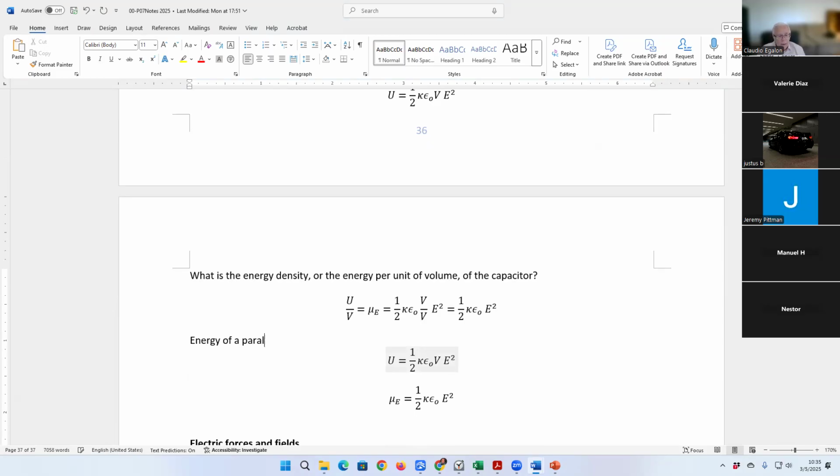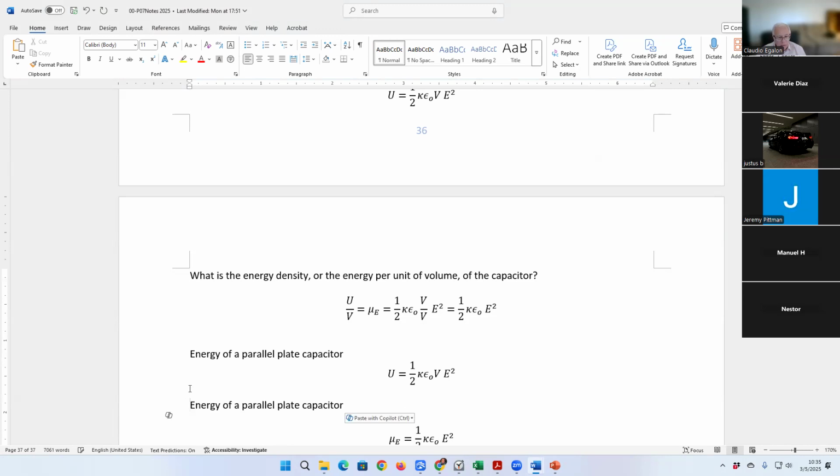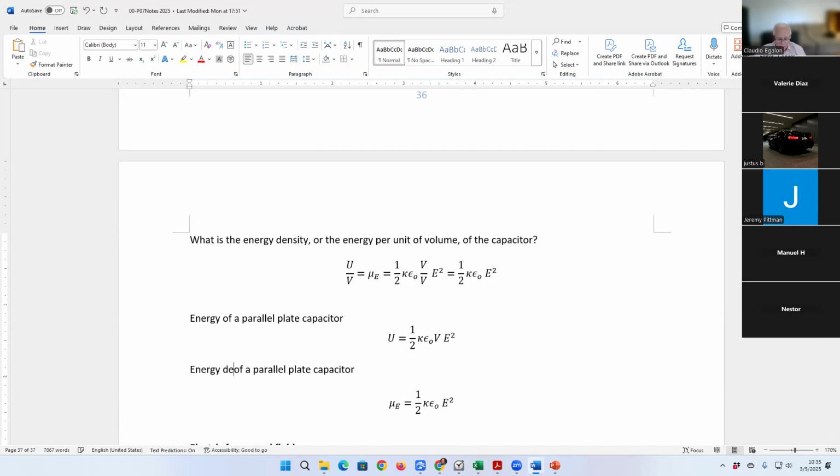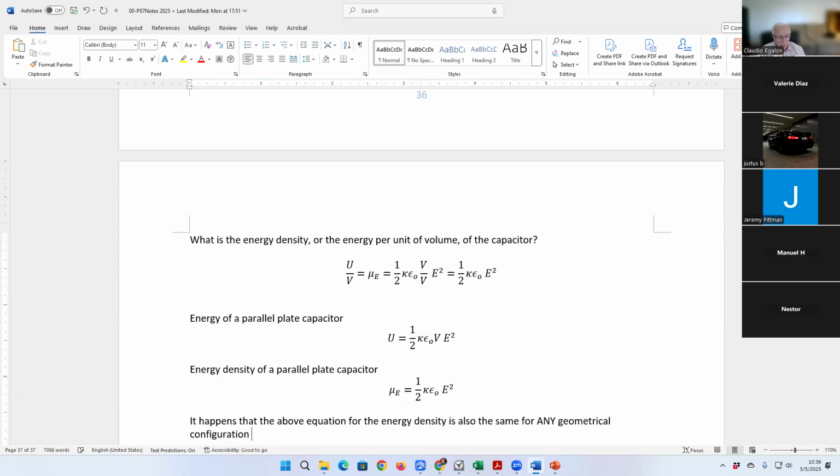Energy of a parallel plate capacitor, okay? And now, very important, okay? Even though I derived the energy density for a parallel plate capacitor, it happens that this formula also applies to any other geometrical configuration of a capacitor, okay? The above equation for the energy density is also the same for any geometrical configuration of a capacitor.